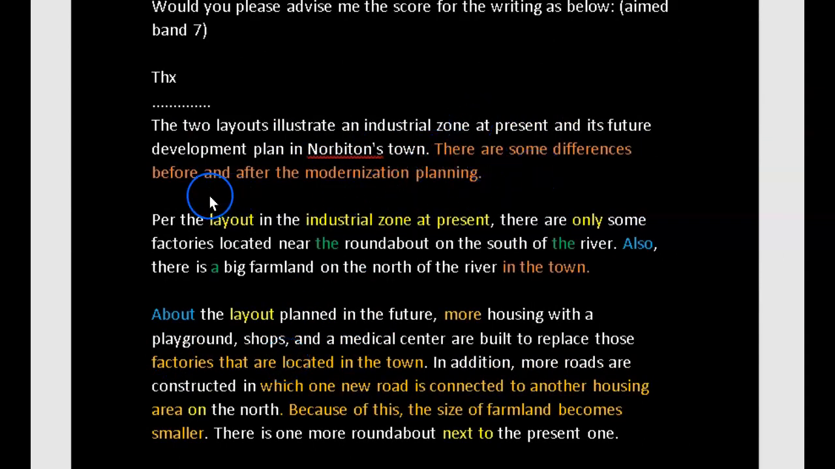There are some differences before and after the modernization planning. It tells us nothing. It just tells us there's some differences. Well, of course there are. Summarize what they are.